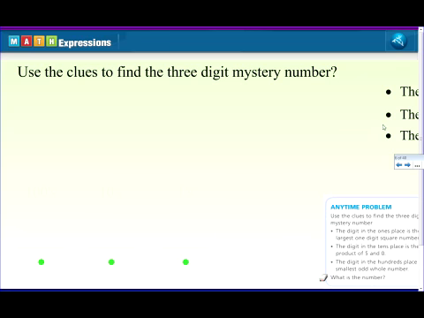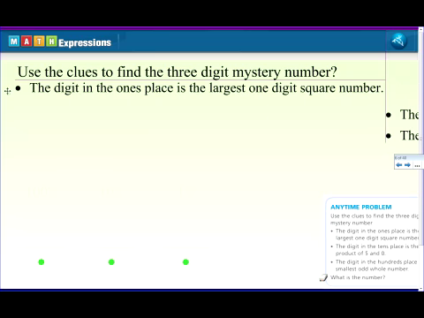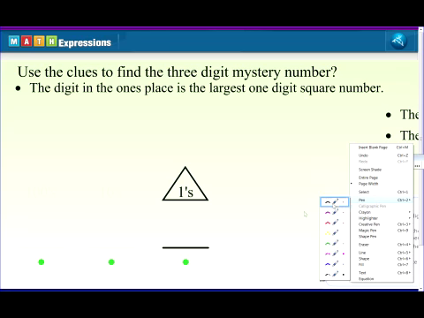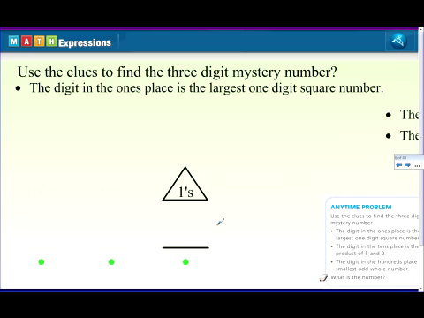So we're going to use some clues to find the three-digit mystery number. We're going to start out with the first clue. The digit in the ones place is the largest one-digit square number. So let's see if we can't figure out what we're going to put there. If I were going to do it, I would be putting probably largest square number, one digit, mind you. I'm going to try 8. No? You say I should try 9. Okay, we'll try 9.